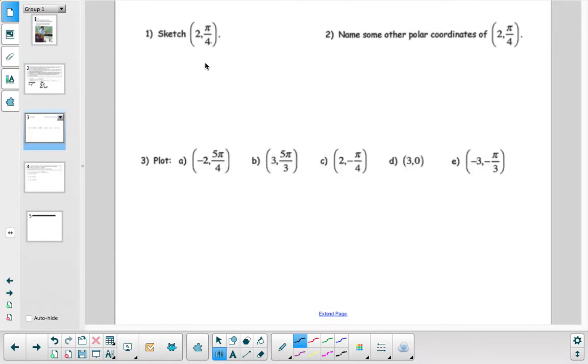So sketching (2, pi over 4). First, I start off by drawing the angle. You're going to start here on our x-axis, and then our y-axis. Then we're going to do this, and you put an arrow at the end, even though really it stops right here. So you want to mark that you've gone out 2 units. This would be our r value and our theta. So that's pi over 4, this being 2. We have our angle here.